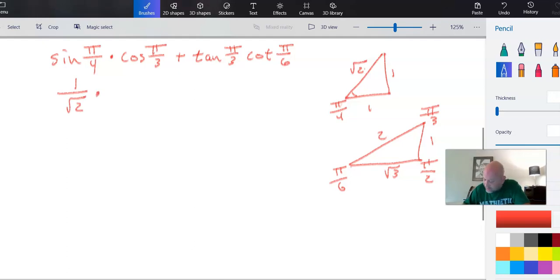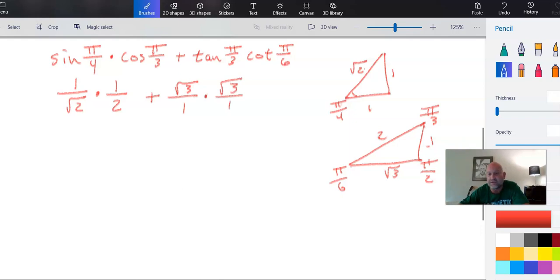Cosine pi over 3, let's see, pi over 3 is up here, and it's the adjacent over the hypotenuse, so that's 1/2. Right, so that's those two. And then that's plus tangent pi over 3. So that's the opposite over the adjacent, so that would be root 3 over 1, which is just root 3. And then cotangent pi over 6, which is the adjacent over the hypotenuse, which is also root 3.